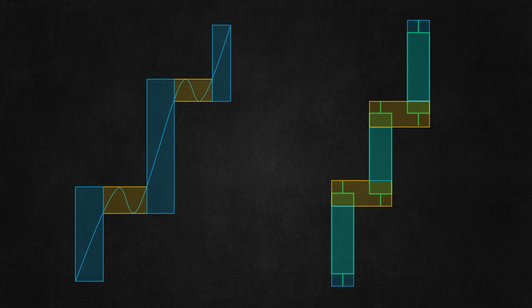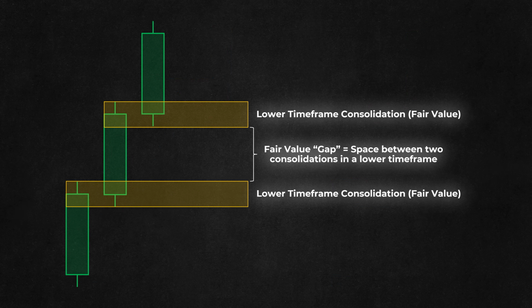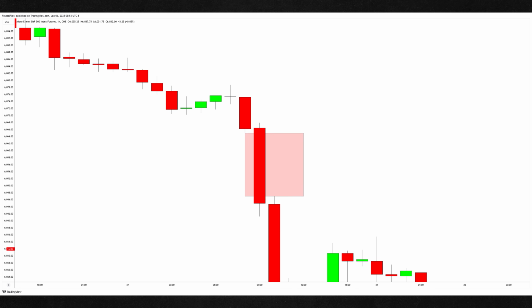The fair value gap is nothing more than the empty space between two consolidations in the candlestick level, which represents the empty space between two consolidations between broad price movements in a lower time frame. For example, in this chart we have a bearish fair value gap. If we look at the shadows of the candlesticks involved, we'll see how they form small consolidations highlighted in yellow.